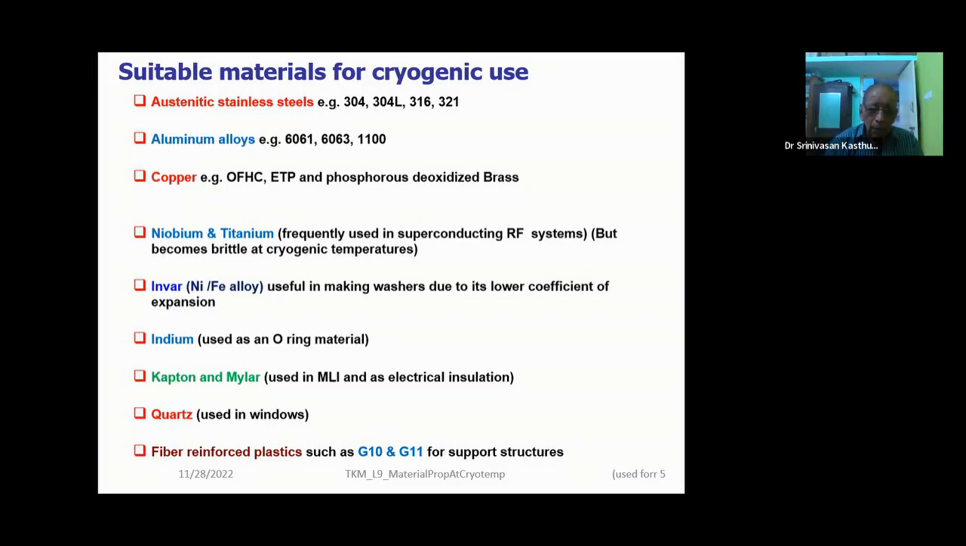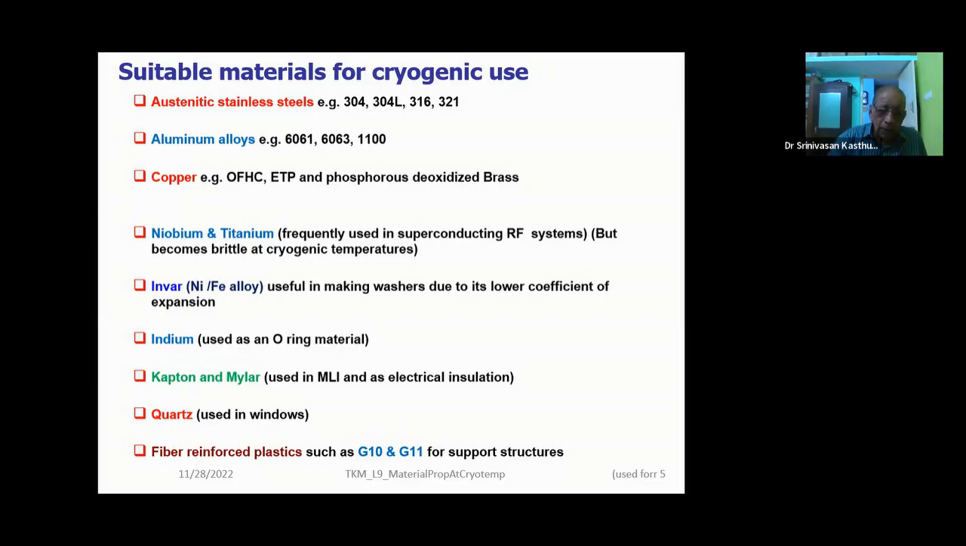Then there are other materials like kapton and mylar. Mylar is used as aluminized mylar in multi-layer insulations. They are used both for electrical insulation as well as thermal insulation. Then quartz is used in windows. Suppose I want to make an optical observation, then what I need is a quartz window.